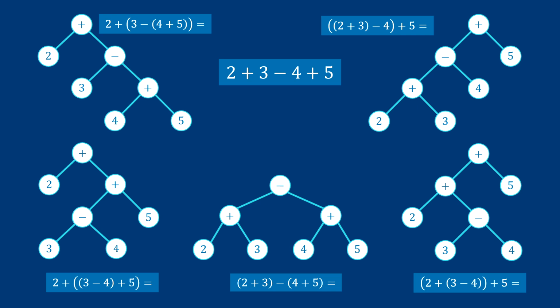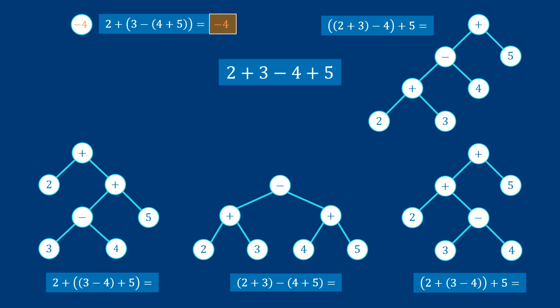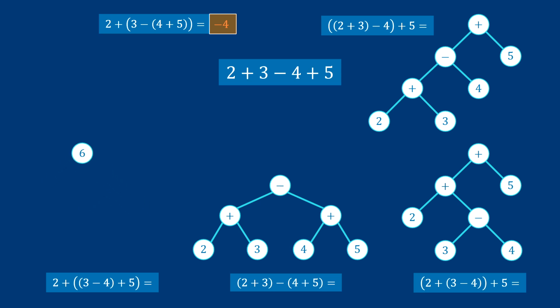Okay, let's evaluate some of these then. Okay, so starting with the top left tree, we're going to start with the 4 plus 5 first, so let's evaluate that. We're then going to do 3 take away the 9, well, let's evaluate that, and finally 2 plus -6 gives us a final result of -4. Next tree, we have 3 take away 4 is -1, -1 plus 5 is 4, and 2 plus 4 gives us a result of 6. Okay, so interestingly, we've had 2 different results here.